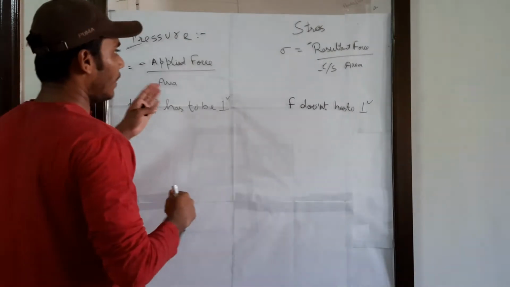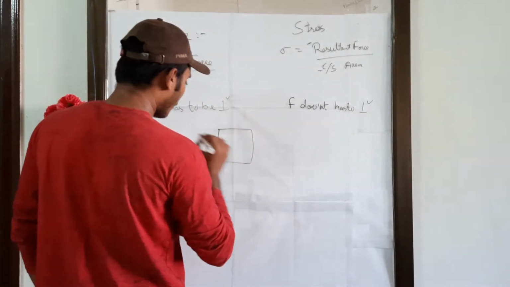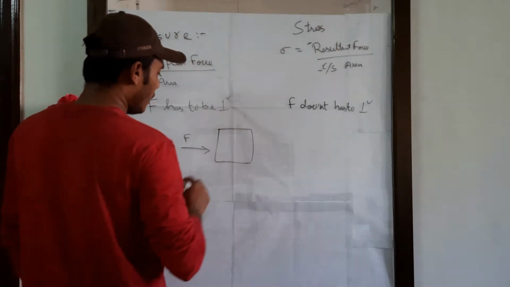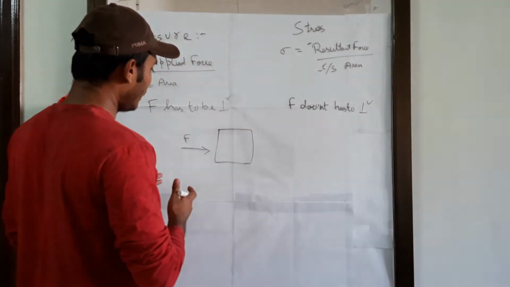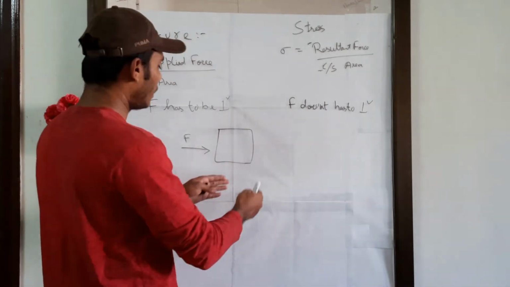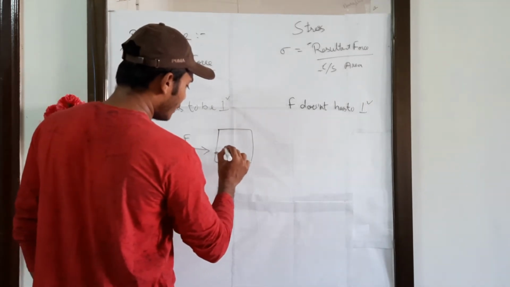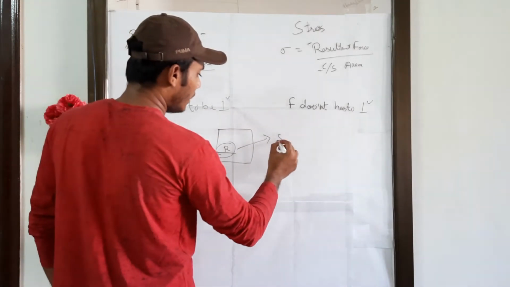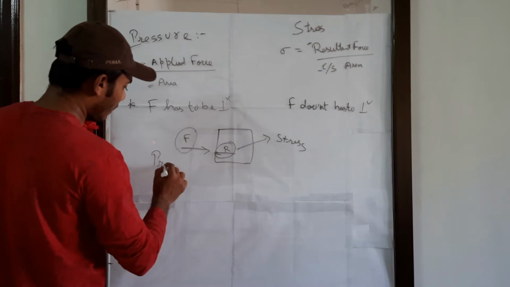Now let us see what is applied force and what is resultant force. If you take a block and you apply a force to the block, say F. Now you know that every body has to be in equilibrium, and in order to be in equilibrium, this body is going to exert a force opposite to the applied force. Now that force is called the resultant force. This resultant force is used to find stress, and this applied force is used to find pressure.